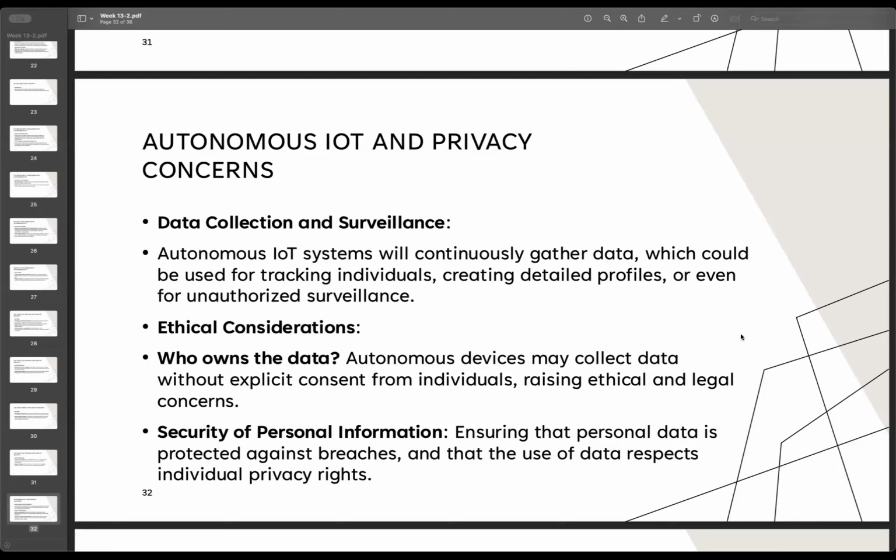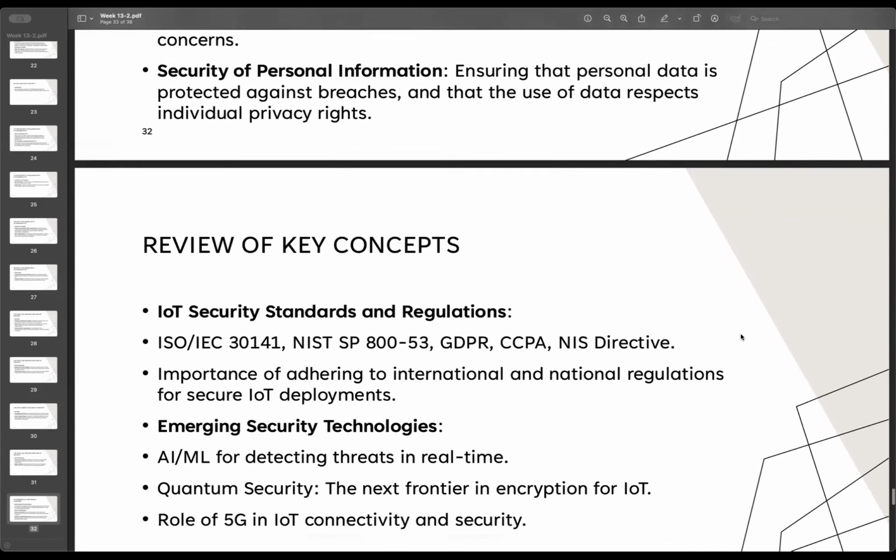And also maybe the security of personal information. How can we ensure the personal data is protected against breaches, and that the data respects individual privacy rights? Because you see it's actually happening right now. Even when we try to apply different types of security, it's still happening. How can we protect personal information? So it's another huge topic.